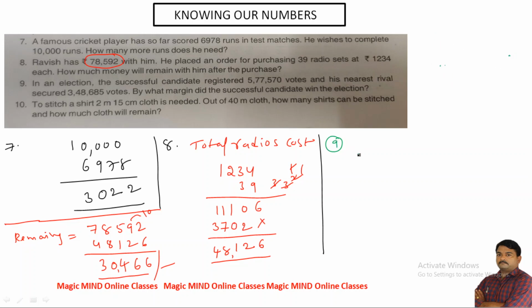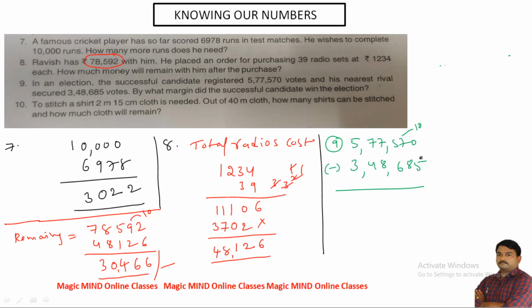In order to get the answer, from 5,77,570 you have to subtract 3,48,685. Okay, we'll write in order. In order to get the subtraction easily, we write in proper 3 lakhs, 48,685. Okay, now we are going to subtract, then only you are going to get the majority.